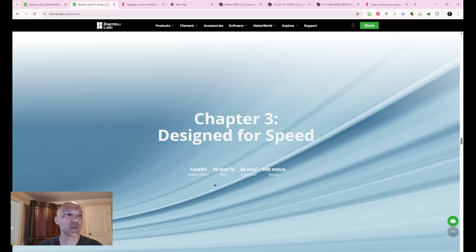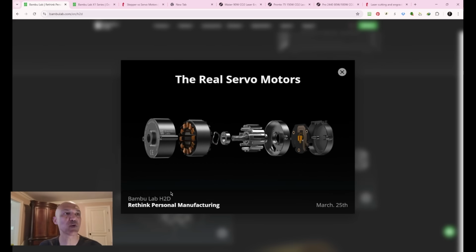Now, you will be limited by the flow rate. We don't know what the flow rate is going to be on the nozzles of the H2D yet, but obviously if they're speeding things up, then hopefully they've cracked that. So that is what we have today. We now know that we're going to have servo motors on the H2D. So I don't know, is that something that you're excited about?